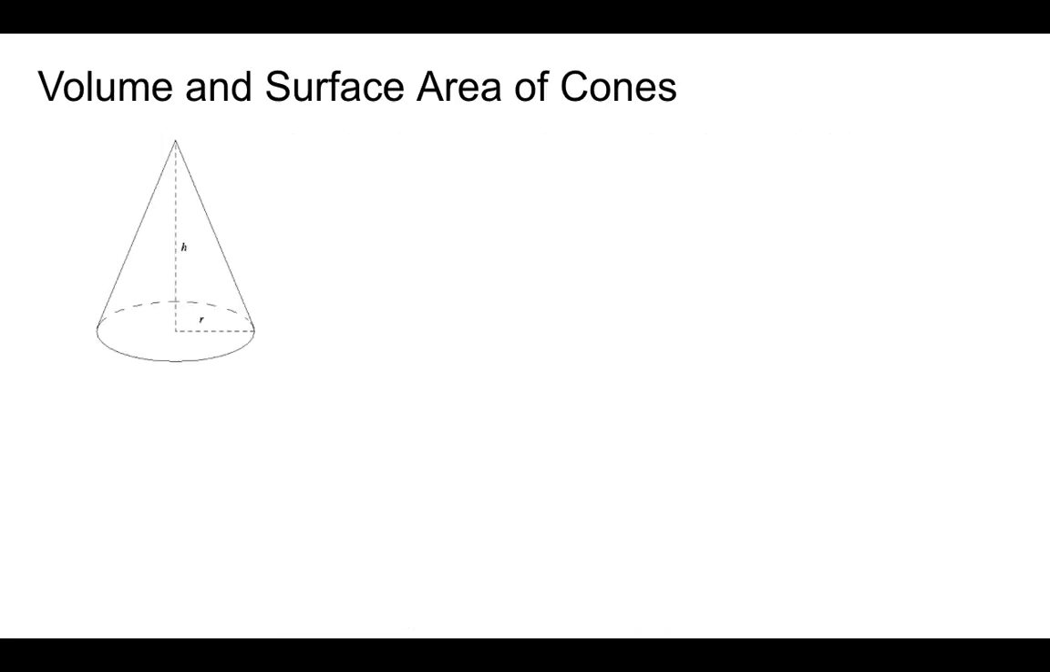Okay, let's take a look at the equations for volume and surface area of cones. So here's a cone. The base is a circle. It has a radius of r, and the cone has a height of h.